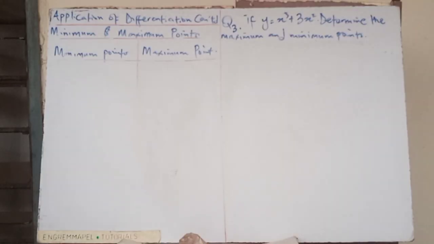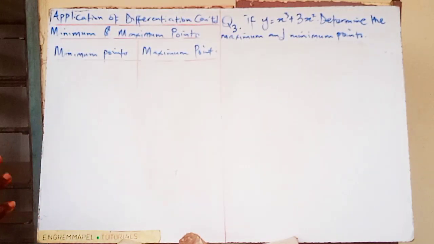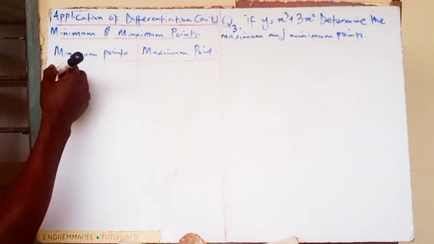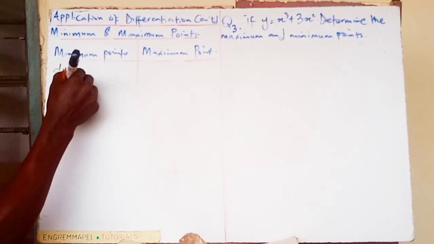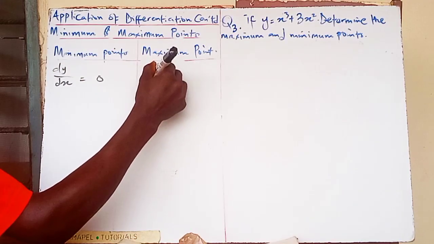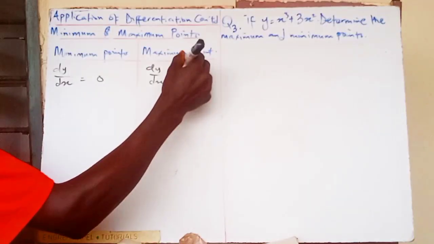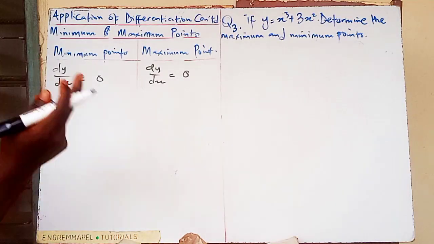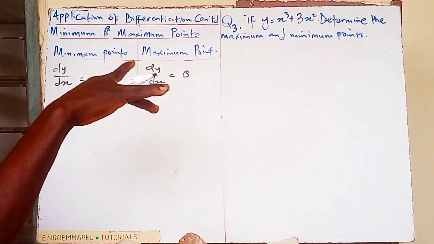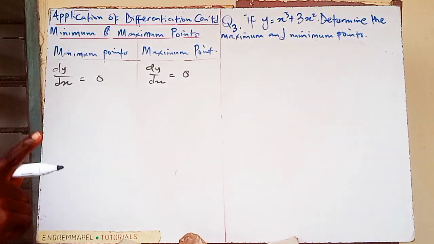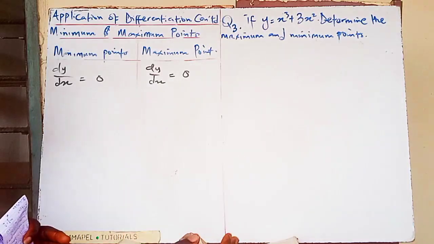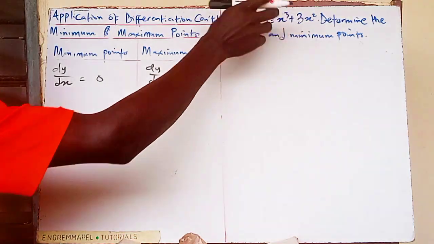Moving to the second part, we are going to be doing minimum and maximum points. There are many rules, but it is very simple if you can follow up to the end. For both maximum and minimum points, dy/dx equals 0. That means whatever function they give you, differentiate it and equate it to 0. From there you will have two values: x equals this or this. Then you insert each of those x values into the equation given.